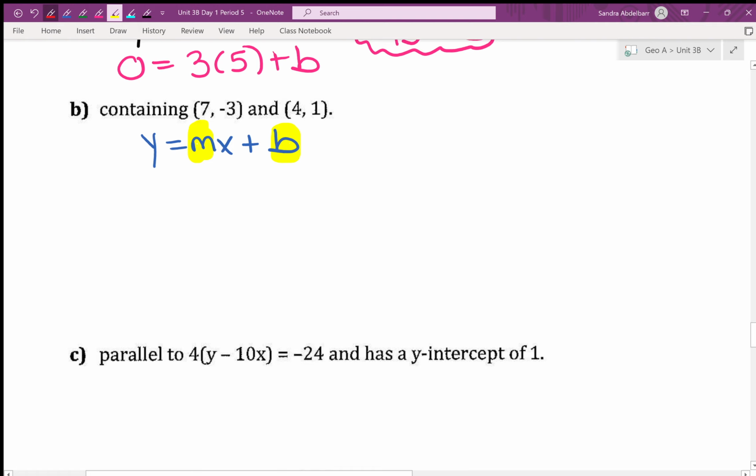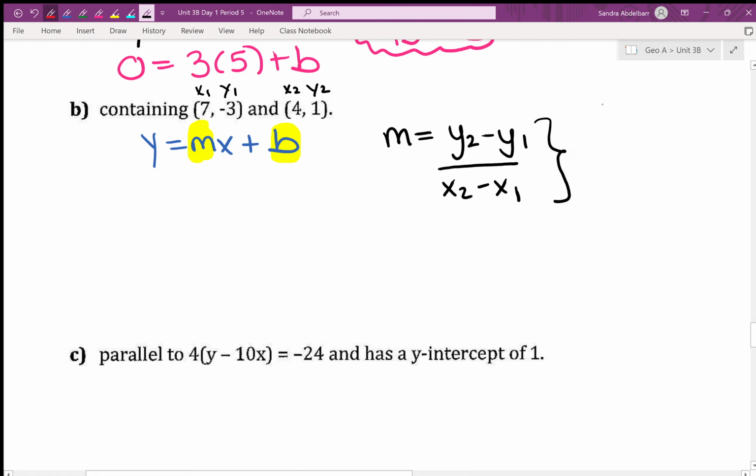Well, I don't have an m and I don't have a b, but I do have 2 points that exist on that line. If I have 2 points, what can I always find given 2 points? Their slope. How do we find slope? y2 minus y1 over x2 minus x1. So I'll call the first parenthesis x1, y1. I'll call the second parenthesis x2, y2.